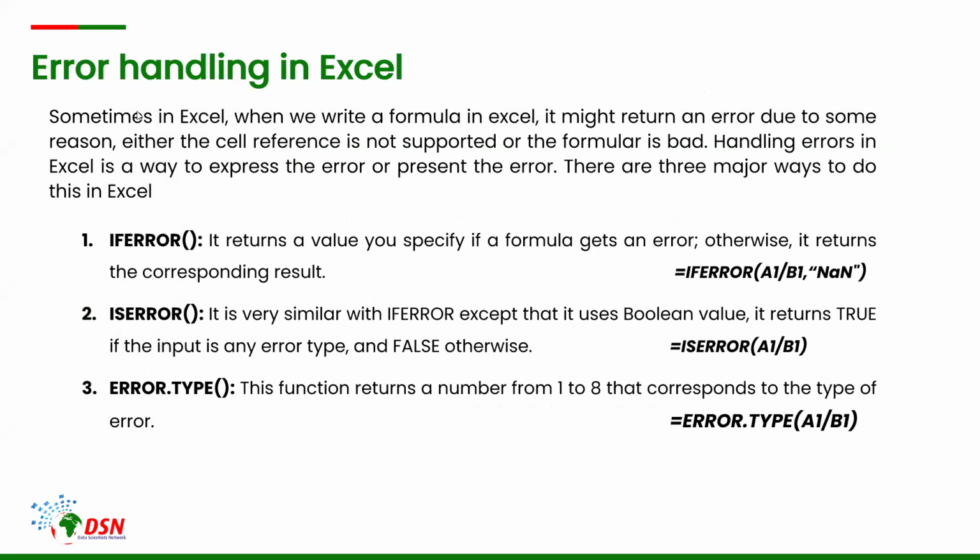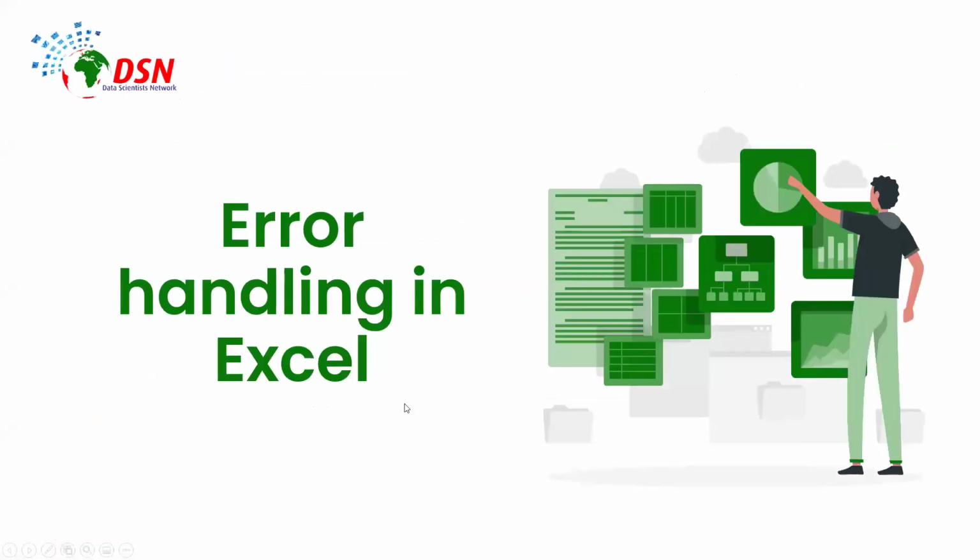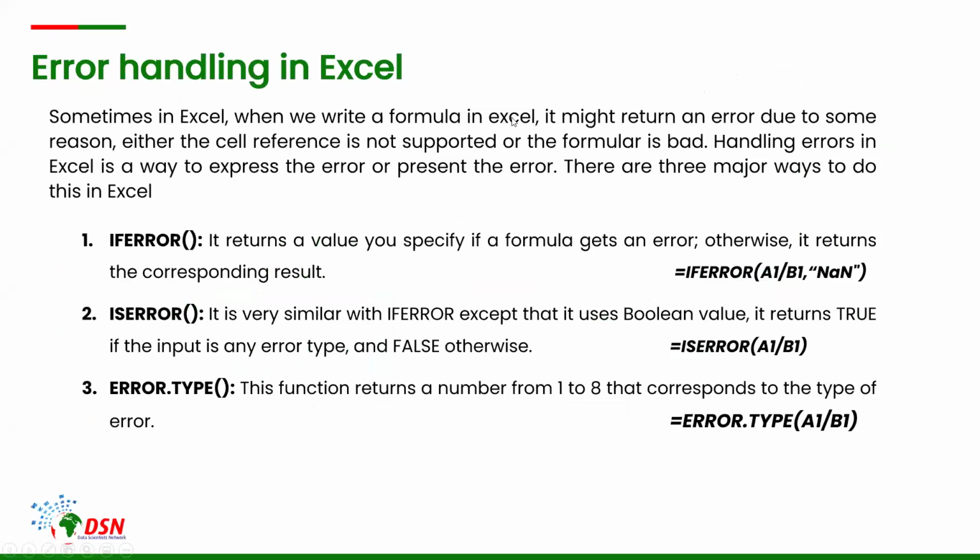Okay, yeah, so we have error handling in Excel. So I said, when we write a formula in Excel, we might return an error due to some reasons, like we saw in what I've just demonstrated. Either the cell reference is not supported or the formula is bad. So handling error in Excel is an easy way to control errors and get them to do what we want them to do. There are three major ways to do this.